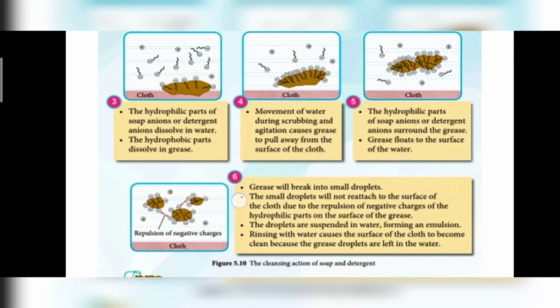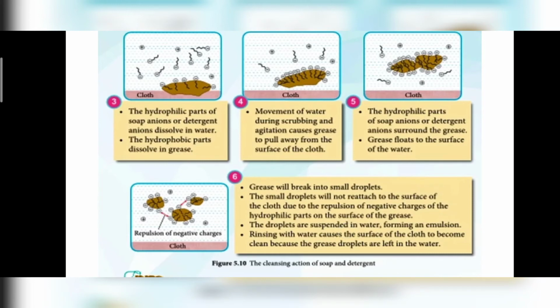Okay. Number 6. Grease will break into small droplets. So ini yang dimaksudkan tadi small droplets. Emulsifying agent, the soap and detergent. The small droplets will not reattach to the surface of the cloth due to the repulsions of negative charges of the hydrophilic parts on the surface of the grease. So the droplets of grease suspended in water.